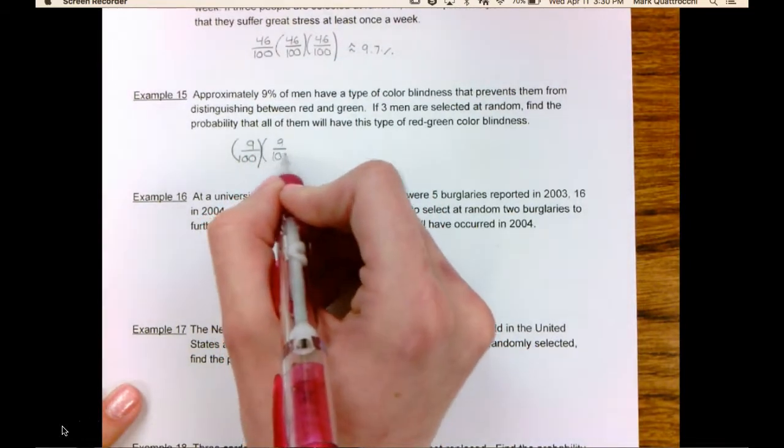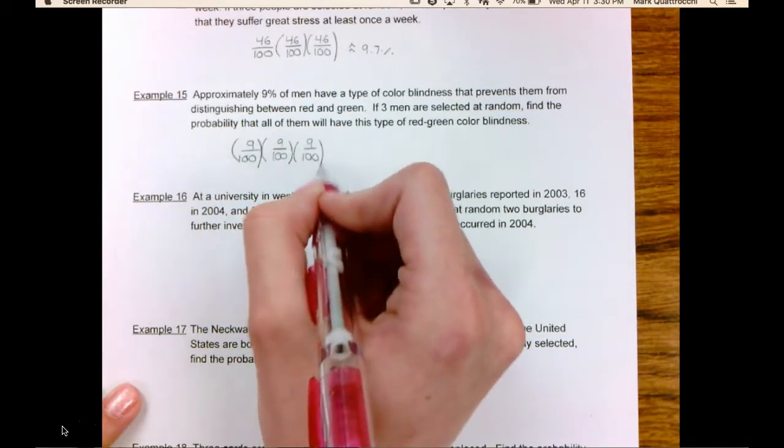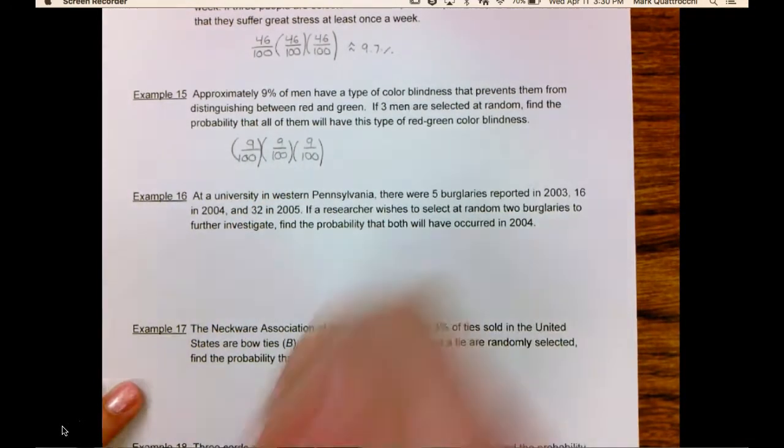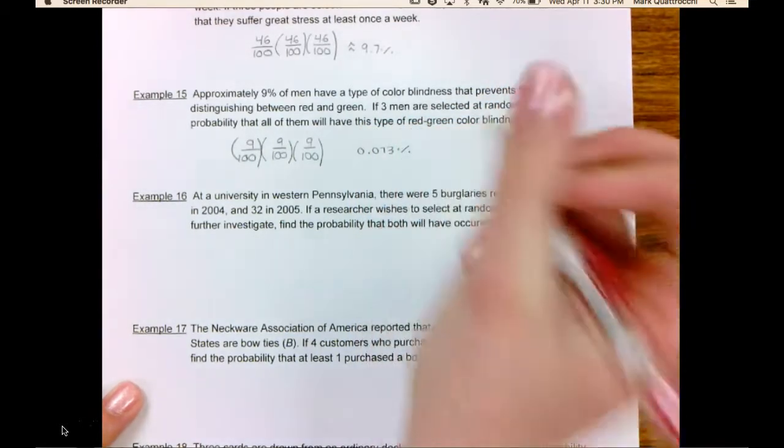Similarly, 9 out of 100 is the probability that each of the next men will suffer. So 0.073%.